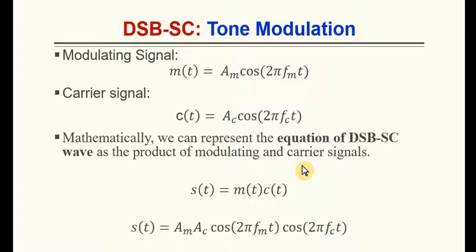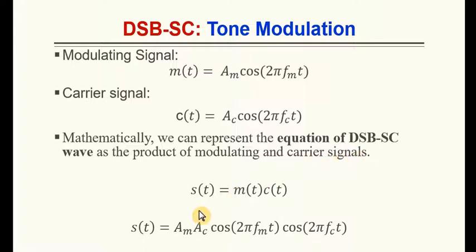So now let us take a special case for double sideband suppressed carrier when the message signal m(t) is a tone modulation, which means it has a single frequency. So we will now consider the modulated signal where, instead of a general m(t), m(t) is equal to a sinusoidal signal, which is equal to Am cosine 2 pi fm t. And the carrier signal c(t) is equal to Ac cosine 2 pi fc t. So mathematically, we can represent the double sideband suppressed carrier wave as the product of the modulating and the carrier signals.